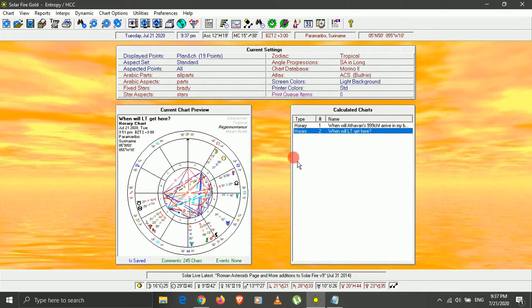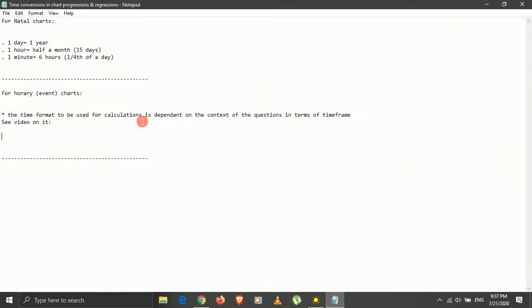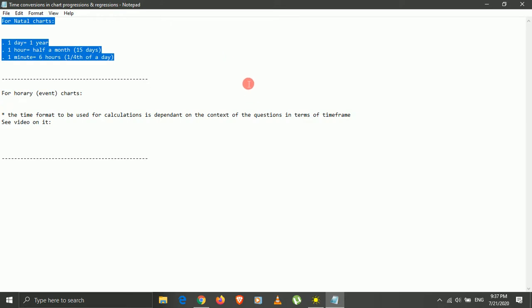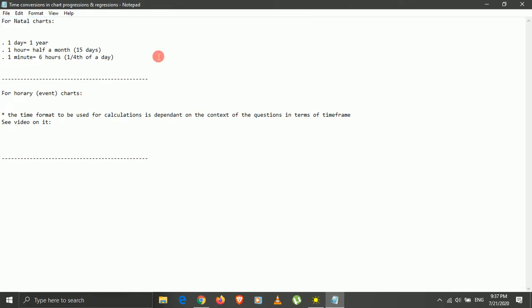Basic chart progressions and regressions, also called animating the chart, already give away certain specific information, and it's applicable to natal astrology. The base rule is that for natal charts, a day equals a year, and an hour equals half a month, so 15 days, and a minute equals 6 hours, so a quarter of a day during chart animation.